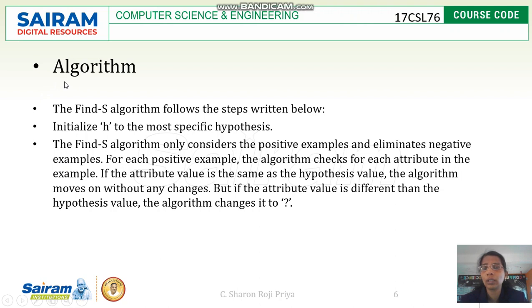Coming to this Finder's algorithm, I'll be considering only the positive examples. I'll discard all the negative examples. In every iteration, I'll check each attribute value in the instance with the attribute value in the hypothesis. If both are the same, I'll not do anything, I'll just proceed to the next attribute. If it is different, I have to put a question mark in the hypothesis attribute place.